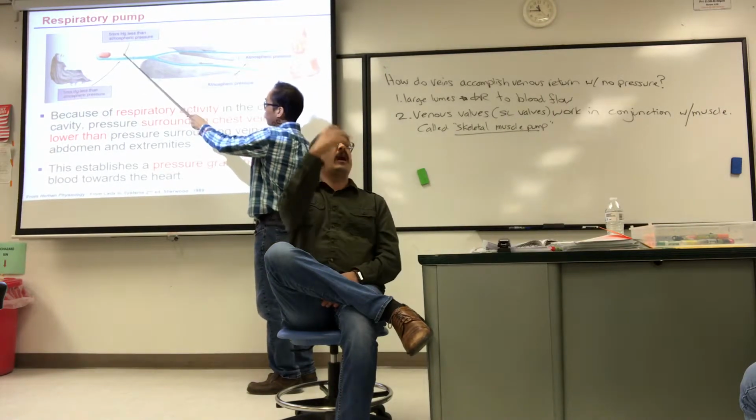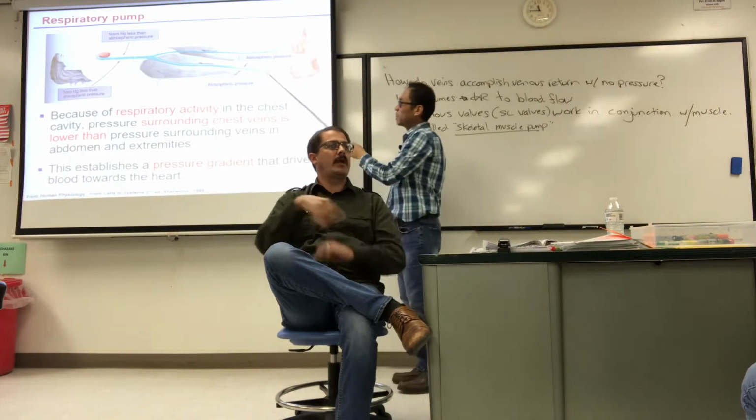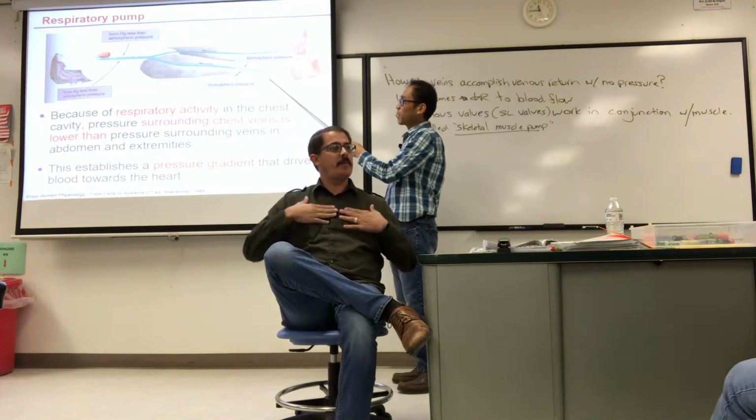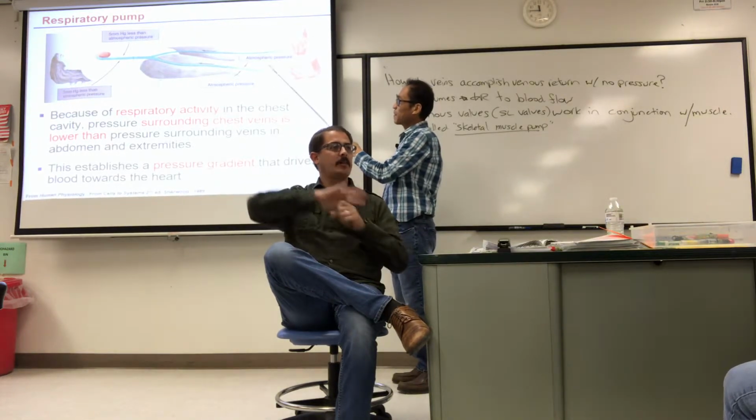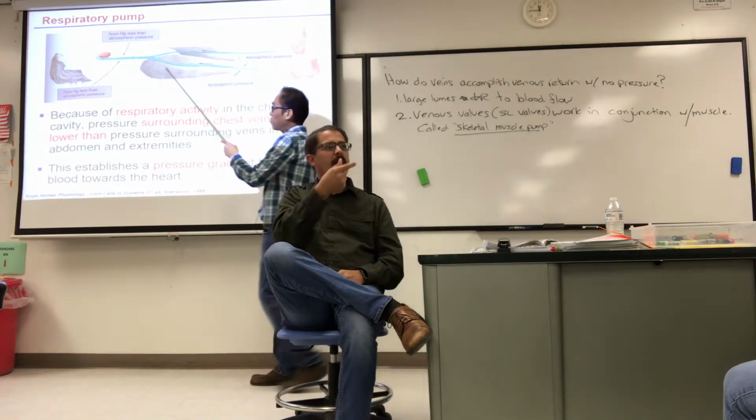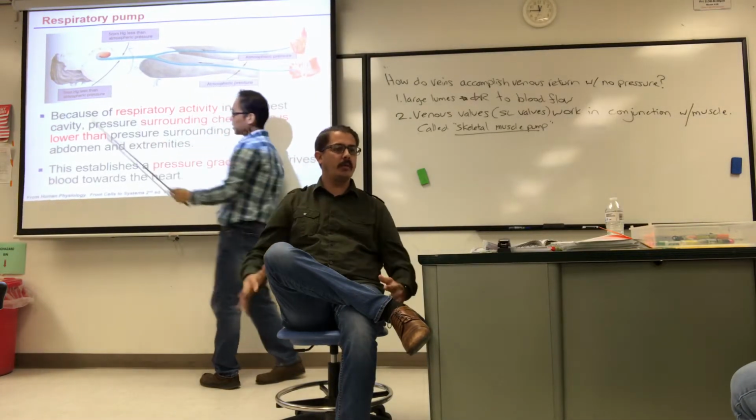A little bit of negative pressure. Everywhere else in the body, the pressure on the body is atmospheric pressure. Okay. That creates a slight gradient to draw blood back to the heart because of the breathing activity.